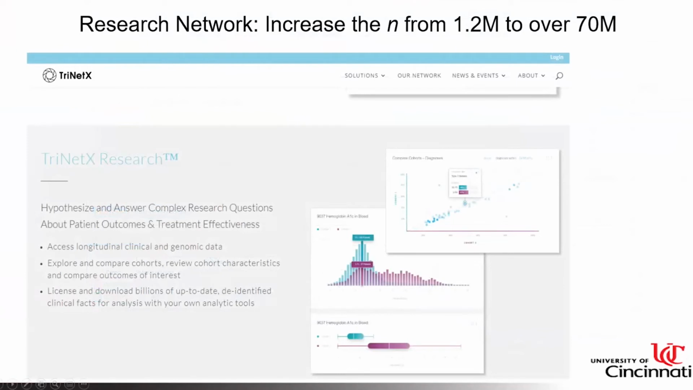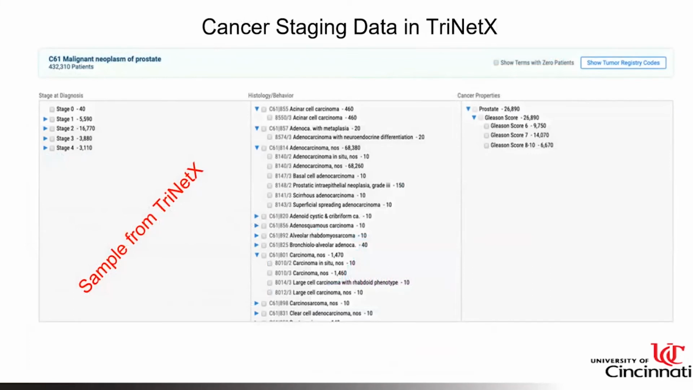So instead of running an analysis of 1.2 million patients, we want to generalize even further and run the exact same analysis over 70 million patients. So now we can do our exact same analysis and click a drop-down button, choose the larger patient cohort of the research network, and the analysis comes up immediately. So that's one of the key features that we're starting to promote.